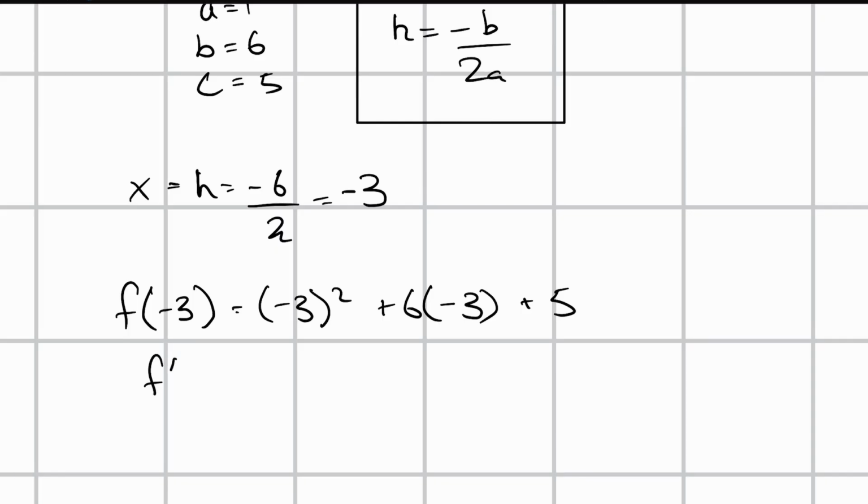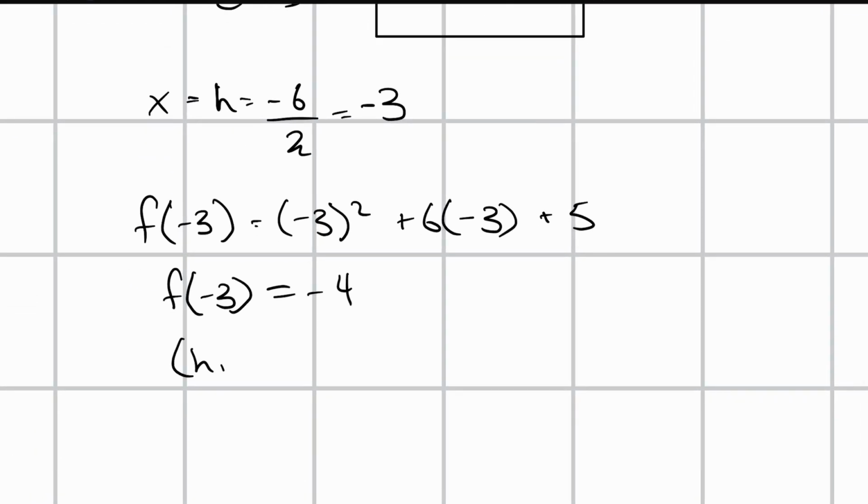So f of minus 3, if I put this all into a calculator in one shot, this is 9 minus 18 plus 5, which equals minus 4. So f of minus 3 equals minus 4. So now we have our h and k, which is our vertex, which would also equal (minus 3, minus 4). All right. But we're not done, right?